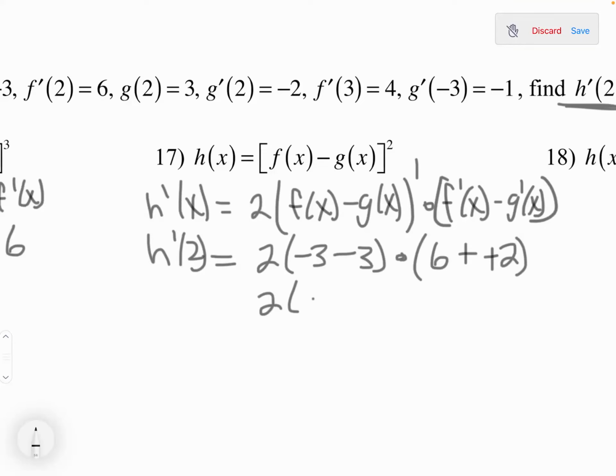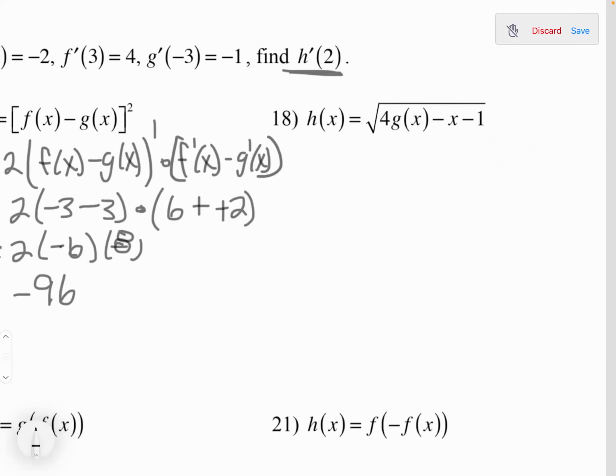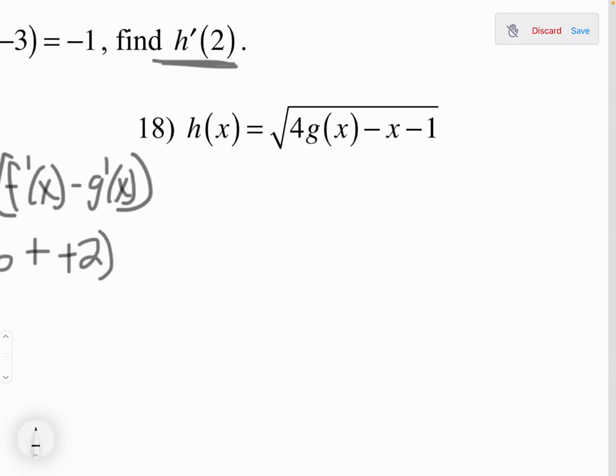So really we get 2 times -6 times +8. 2 times -6 is -12. -12 times 8 is -96. I hope. I didn't check that one in my calculator. If it's wrong, then just check it in your calculator.